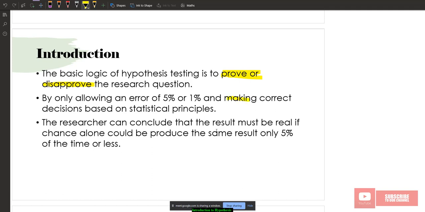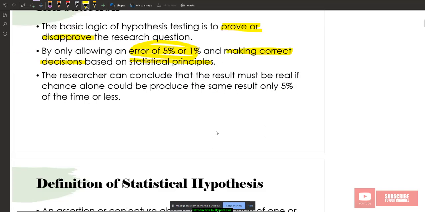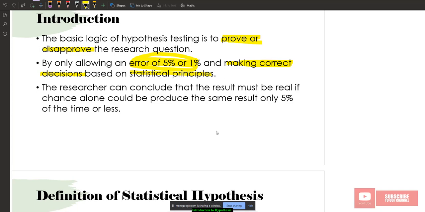So we want to make a correct decision based on statistical principle, and we also allow a 1 to 5% margin of error for making an incorrect decision. In hypothesis testing, we are not 100% sure that our decision is correct. We reserve 1% or 5% for making an error. The same goes for estimation.